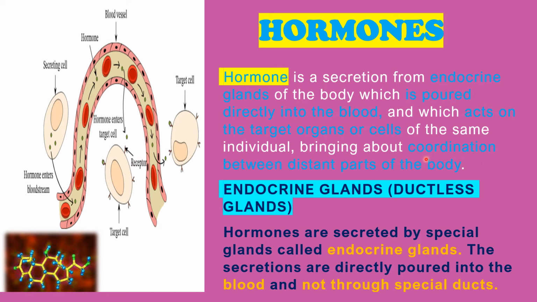Hormones are produced from endocrine glands. You know that. These endocrine glands are also known as ductless glands. Why are endocrine glands called ductless glands? Because the secretions, the hormones, are directly poured into the blood. There is no duct. They are poured directly into the blood and not through any special ducts. That's why endocrine glands are called ductless glands.